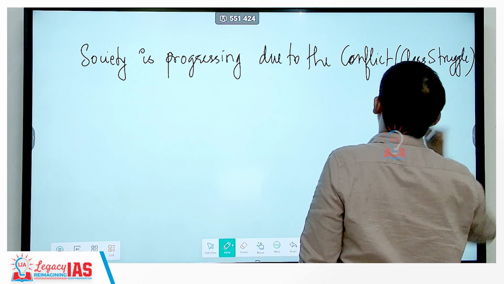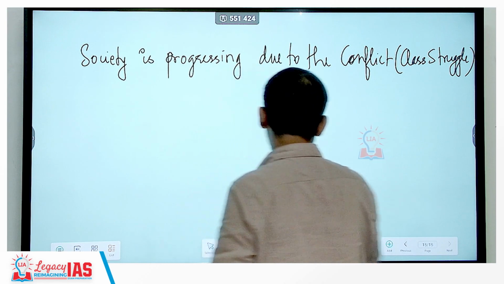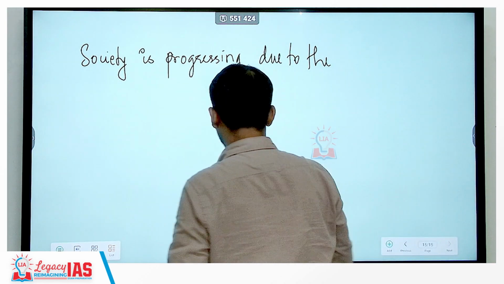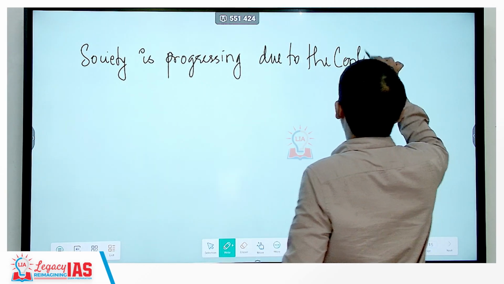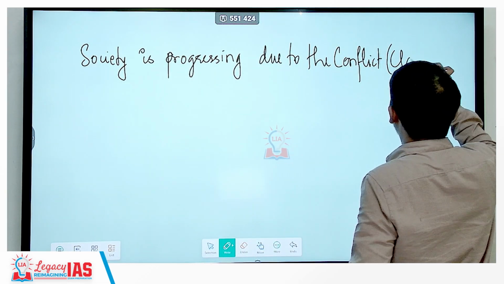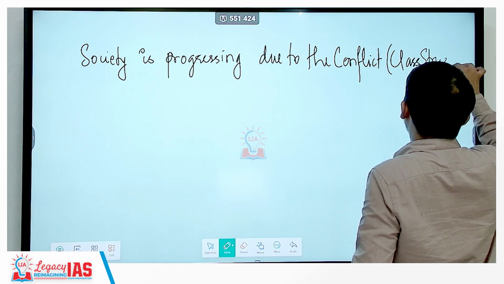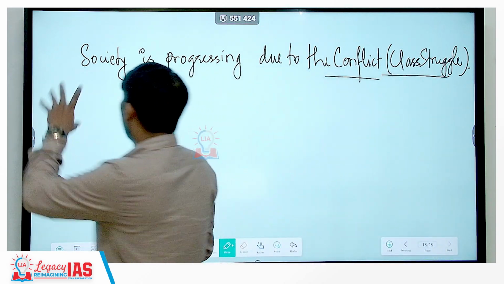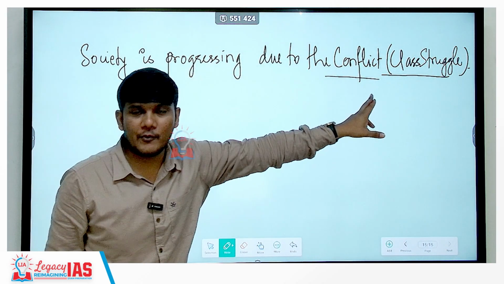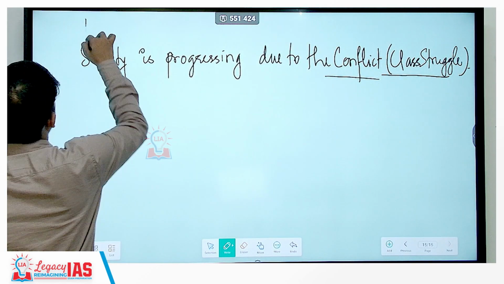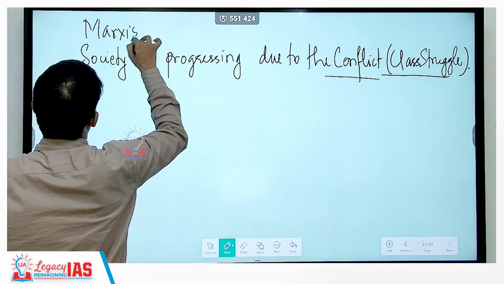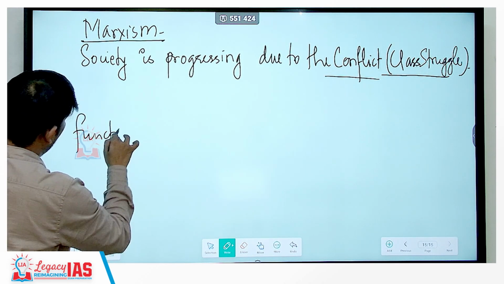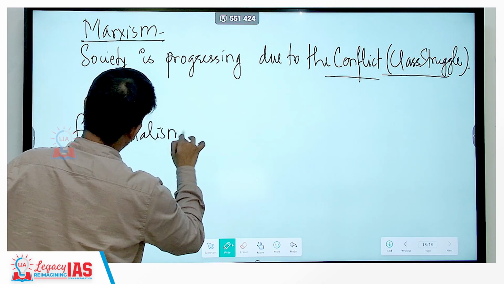Clear? It is progressing due to the conflict, that is due to the class struggle. Okay, now this, guys, is completely opposite to functionalism. This is Marxism, right? Now if you remember functionalism, in functionalism what did we say?